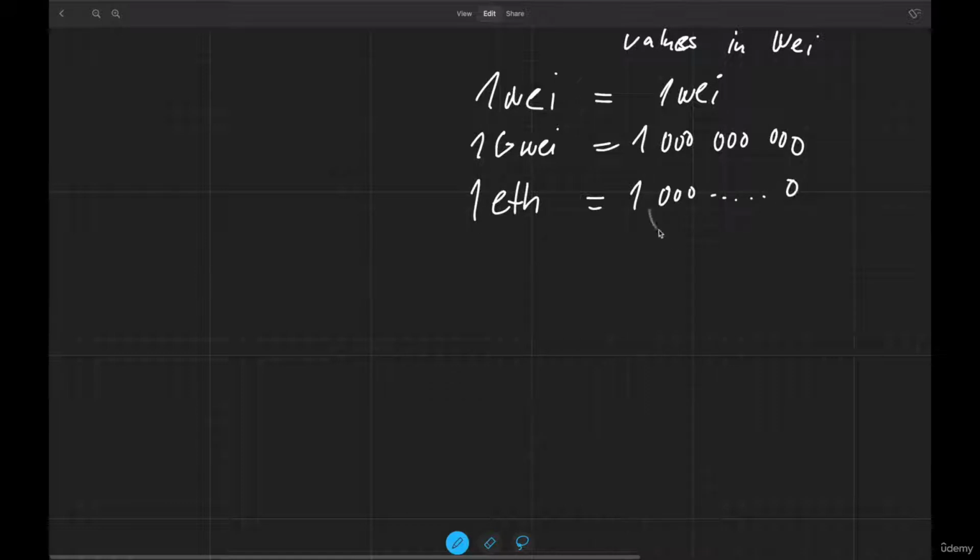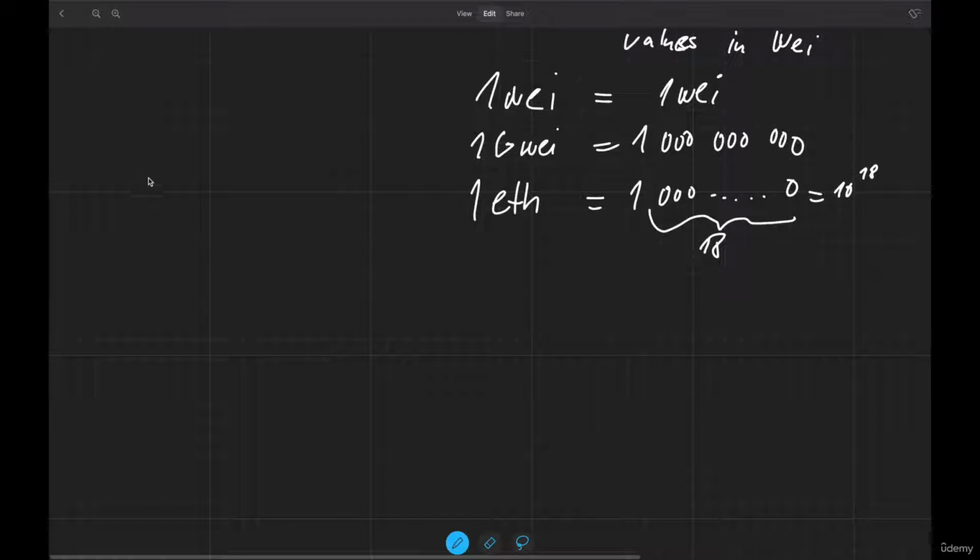So it's a super huge value in wei. Okay, and 18 of these. So this is basically 1 times 10 to the 18th wei. I don't need to multiply it by wei, that's just 10 to the 18th. So those are basically the denominations of ETH, because transaction fees are usually very low.